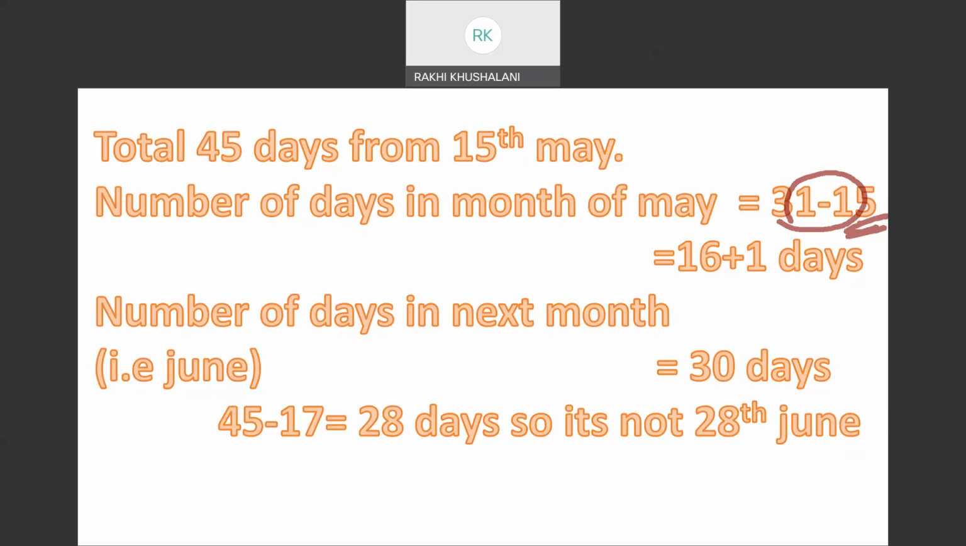Now 45 minus 17 gives you 28. 28 more days to go in the month of June. So he will go till 28th of June. 28 days more to go in the month of June, and obviously June has 30 days, so we can reach 28. So 28 June is the date that Anuj is going for swimming. His starting date was 25th of May. He went for 45 days and his last class was on 28th of June.